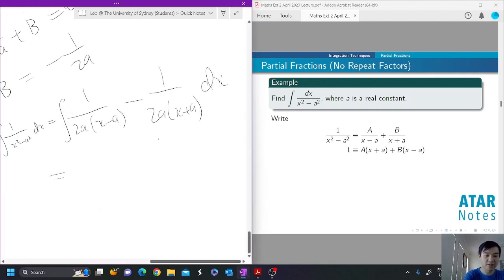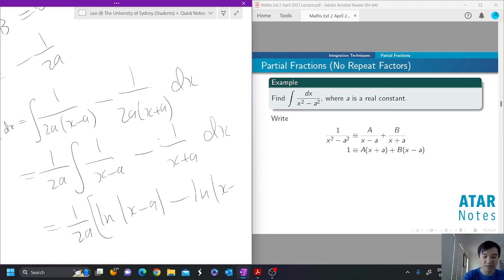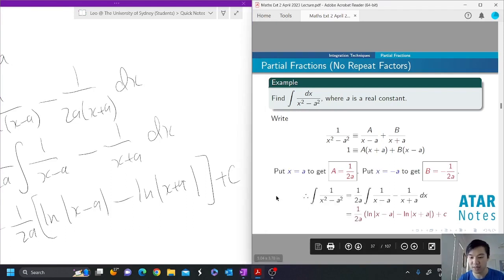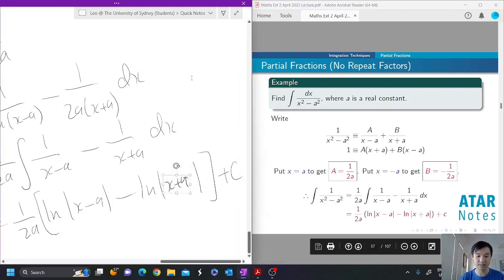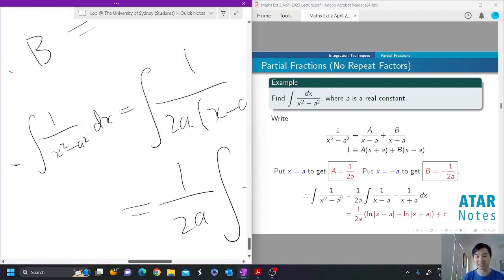So this actually works out. If I factorize out a 1 over 2a, it'll be the integral of 1 over (x - a) minus 1 over (x + a), which is actually going to be 1 over 2a times ln|x - a| minus ln|x + a|, like that, plus c, which is what we got here. So that's how you would integrate 1 over x squared minus a squared.